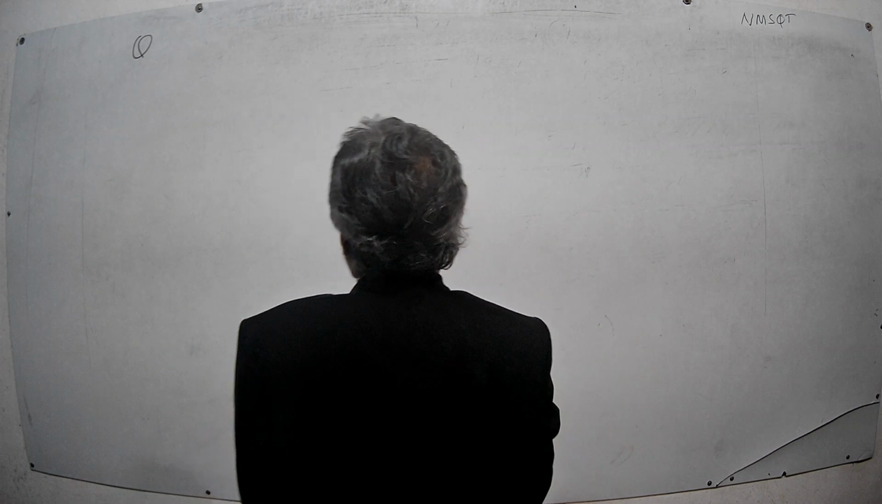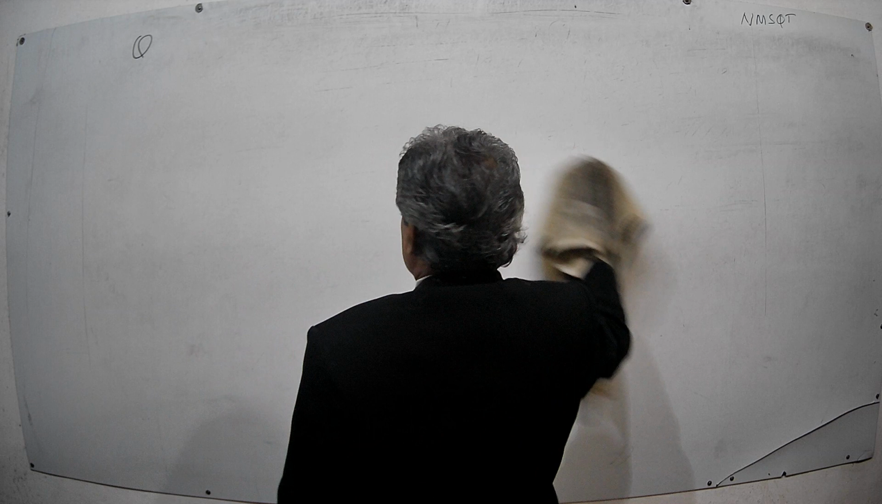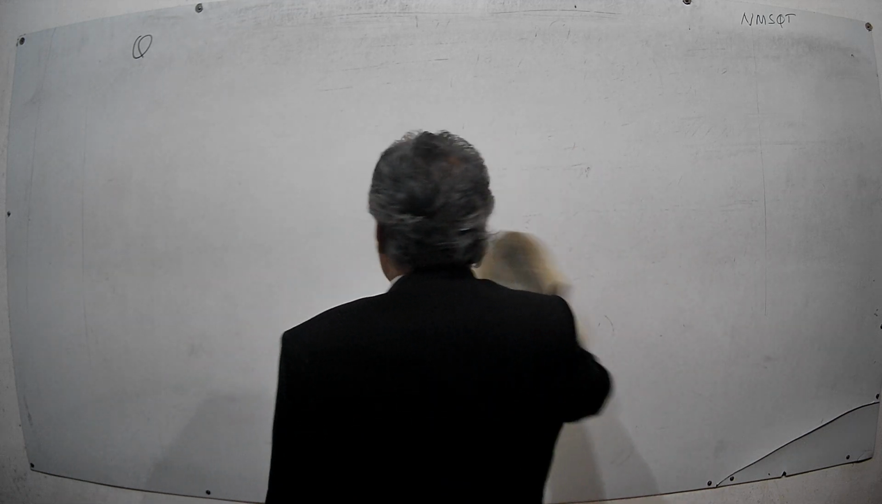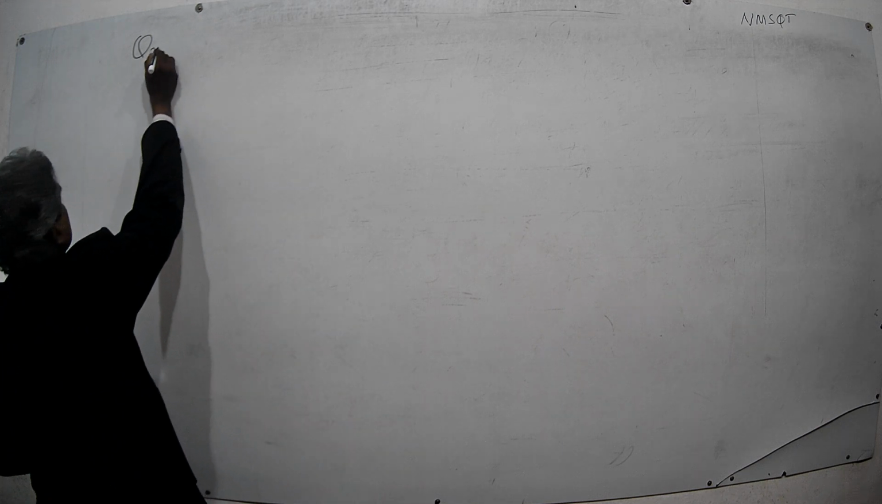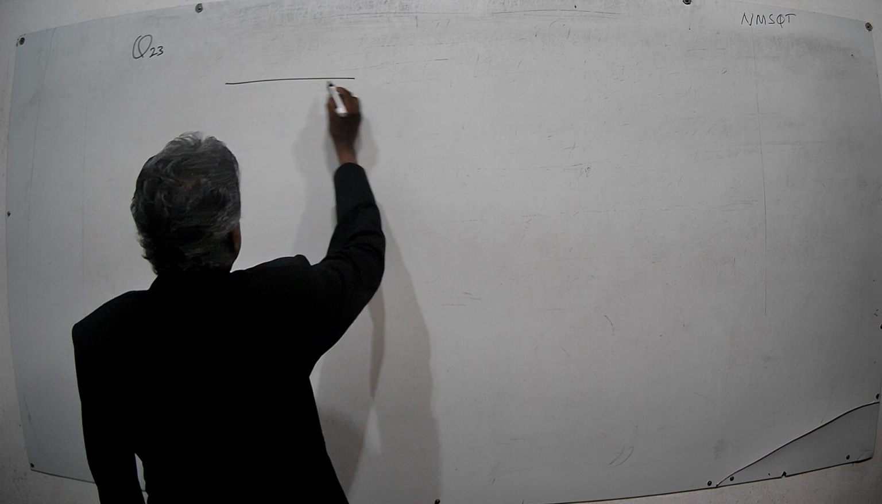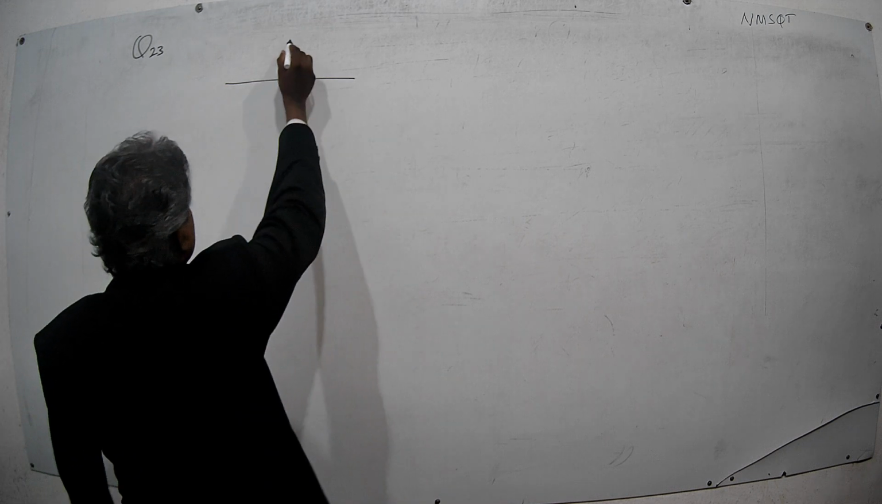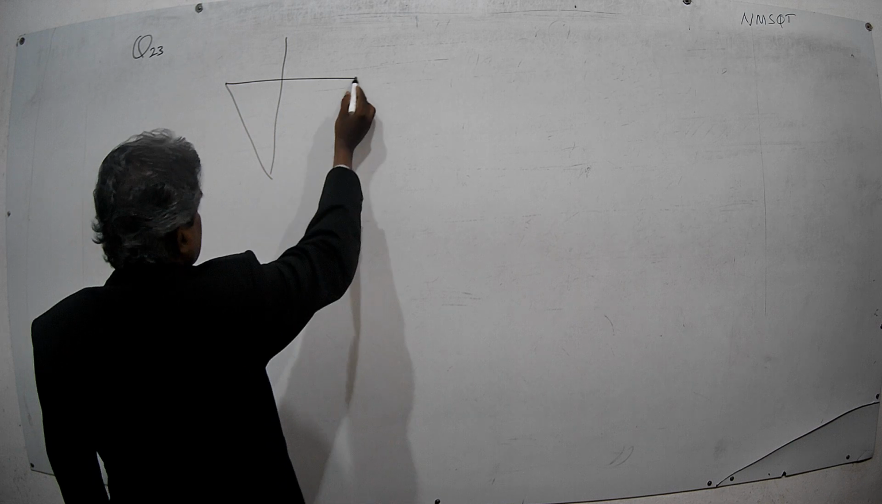Okay, right. Now the next question is question number 23. They say ABCD is a kite. So you write the name like this: ABCD is a kite. It is like this.